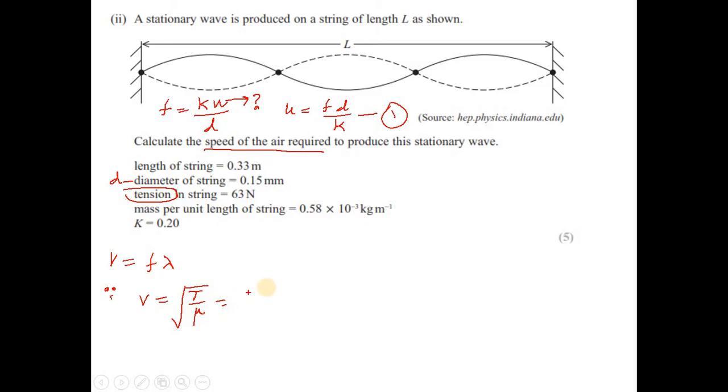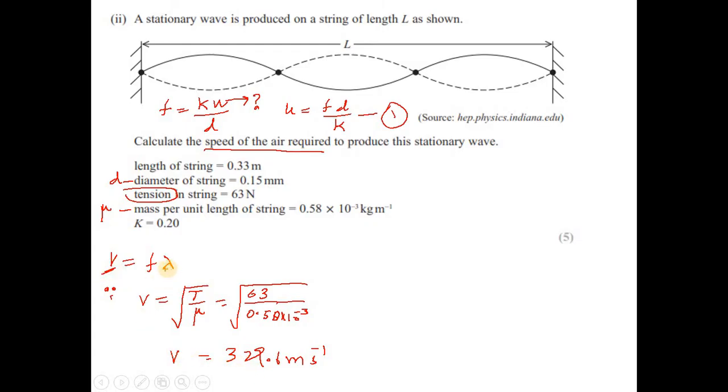So T is given, 63 Newton, divided by mu. Mu is mass per unit length. Substitute this value: 0.58 into 10 to the power minus 3, square root. So v would be equal to 329.6 meter per second. Remember, this is not the speed of the air that we need to find. This is the speed of the standing waves produced in the string. And now we have v.